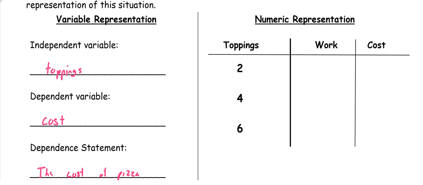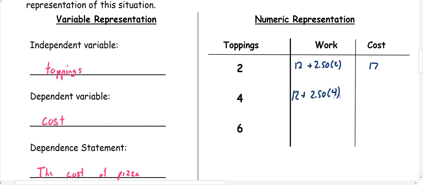So in this case, we know that the pizza costs $12 plus $2.50 per topping. So $2.50 times 2, which would get us $17, because $2.50 times 2 is $5, plus 12 is 17. Then we have 12 plus $2.50 times 4. $2.50 times 4 is $10, plus 12 gets us $22. And then we have $12 plus $2.50 times 6. $2.50 times 6 is $15, plus 12 would get us $27.